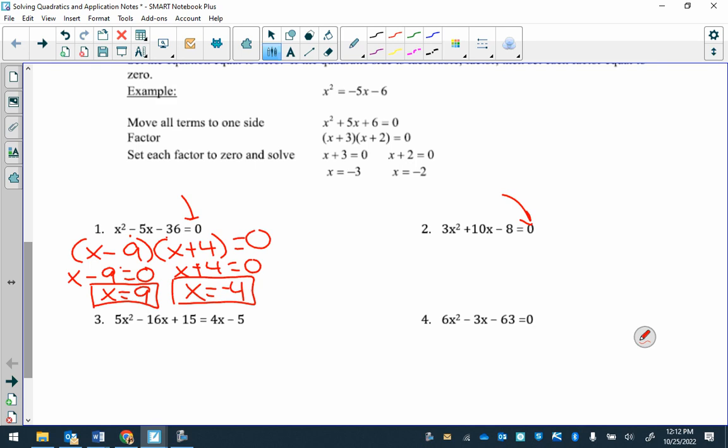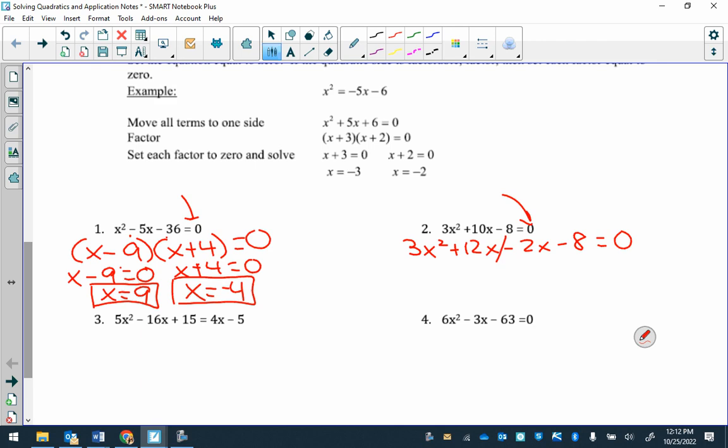Multiply the a times c. So 3 times negative 8 is what? What multiplies to negative 24 but adds to 10? Careful. Yeah, 12 and negative 2. So 3x squared is 12x. Okay, the last step is setting it equal to 0. So we're replacing the 10x with our two factors.